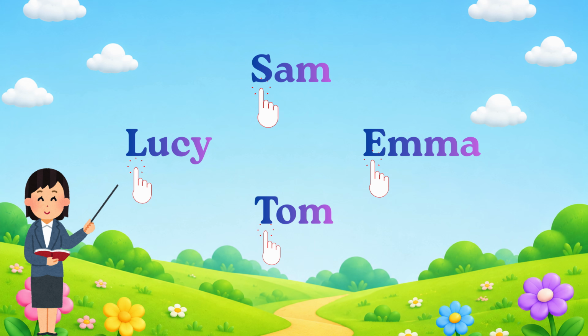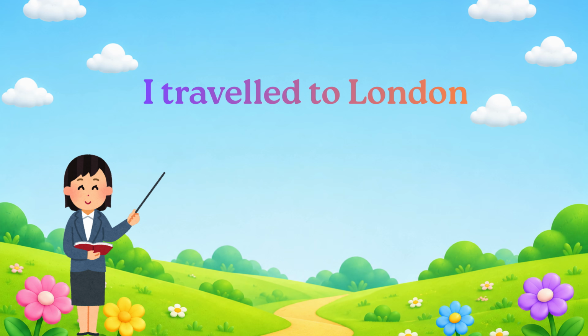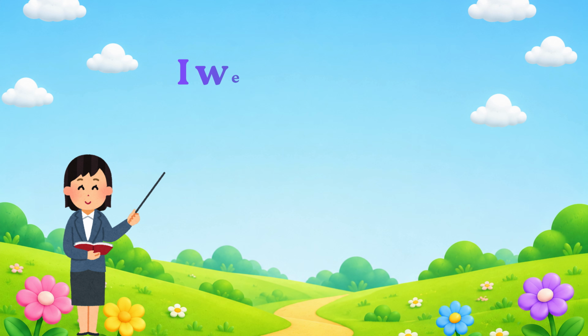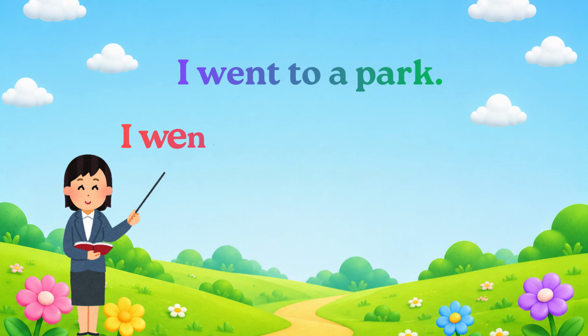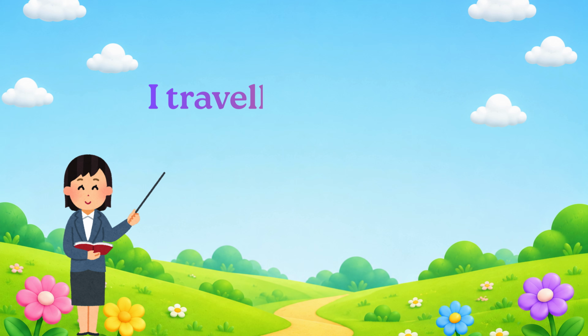This also applies to when we talk about places. For example, if I'm saying I traveled to London, London has to have a capital letter because it is a name of a place. But if you're saying I went to a park or I went inside a building, then you don't need a capital letter. But if it's a name of a place, you do need a capital letter. So make sure you consider that when you're writing.